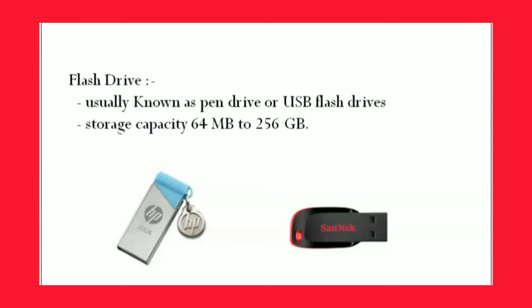Next is flash drives. They are usually known as pen drives or USB flash drives. They are removable and rewritable. Their storage capacity ranges from 64 MB to 256 GB. They are more compact in size, operate faster, and hold a large amount of data.